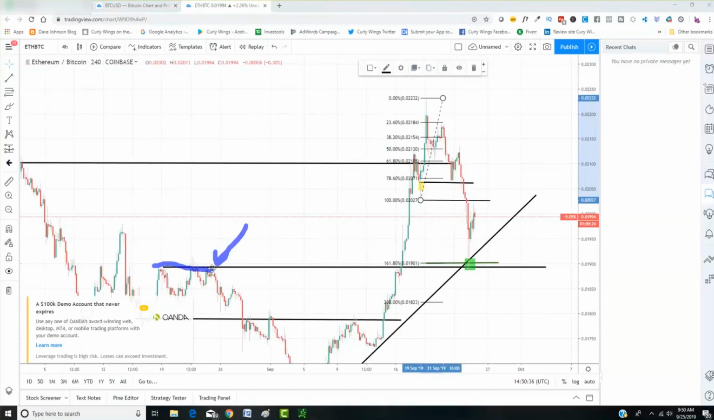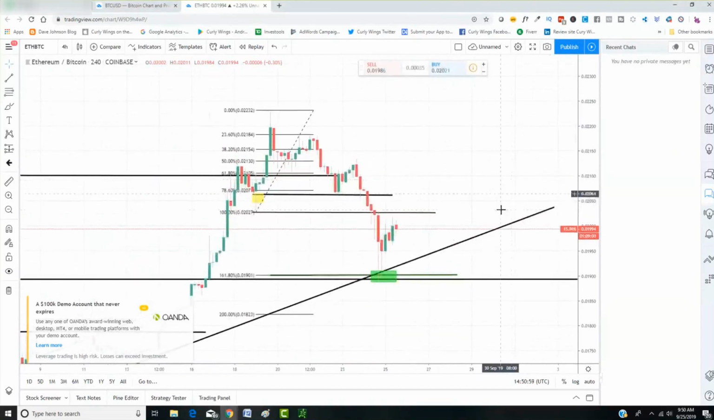But right here, this acted as resistance. Once it broke, old resistance becomes new support. So I chose the 161.8 Fibonacci zone because it also coincided with a key level. Okay, that's very important. So then let's go back here.